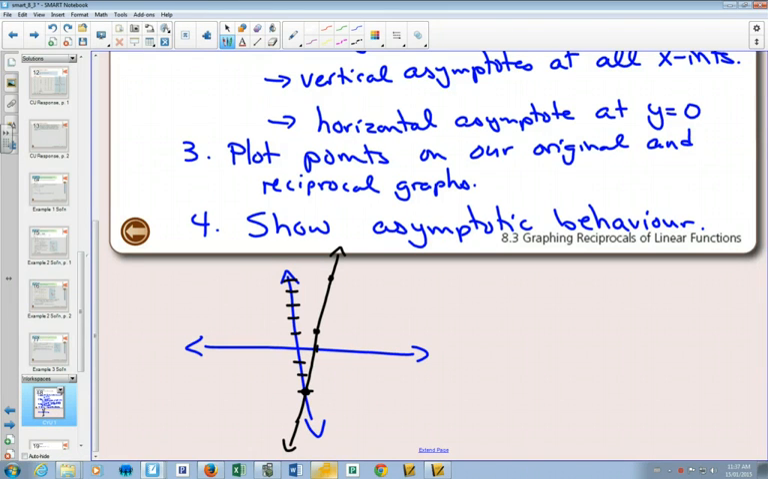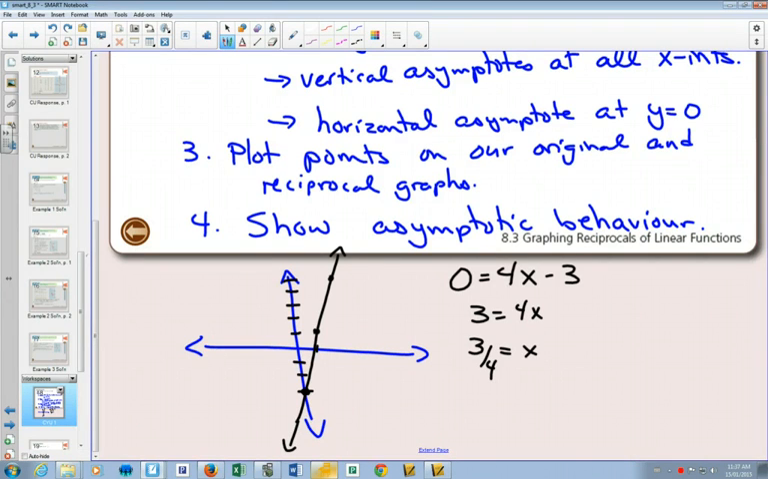Now we need to draw our vertical asymptote at all x-intercepts. Do you remember algebraically, how do we find an x-intercept? You don't use your calculator. No, make y equal to 0. So if I made y equal to 0 and y equals 4x minus 3, I would just have to move the 3 over to get 3 equals 4x, divide by 4, and I get 3/4 or 0.75 as my x-intercept.